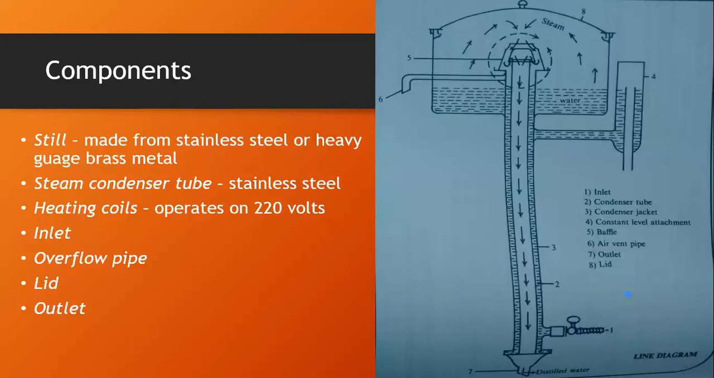There is a lid to make sure that the evaporated liquids are not escaping. They remain within the still, and then go into the condenser tubes. And then there is an outlet from which we get the distilled water.